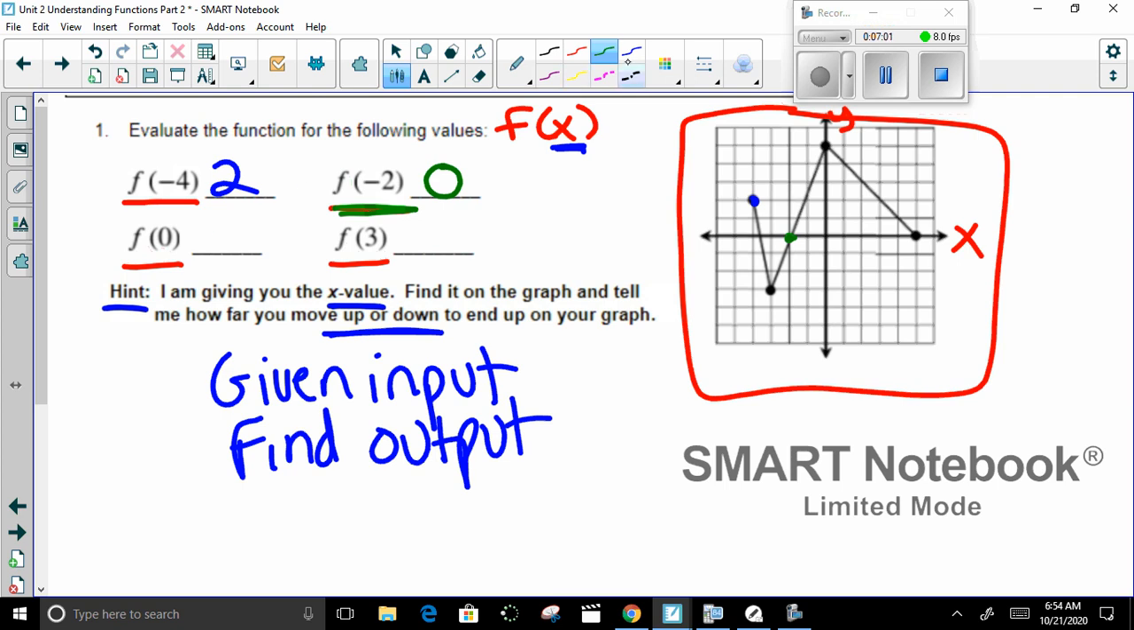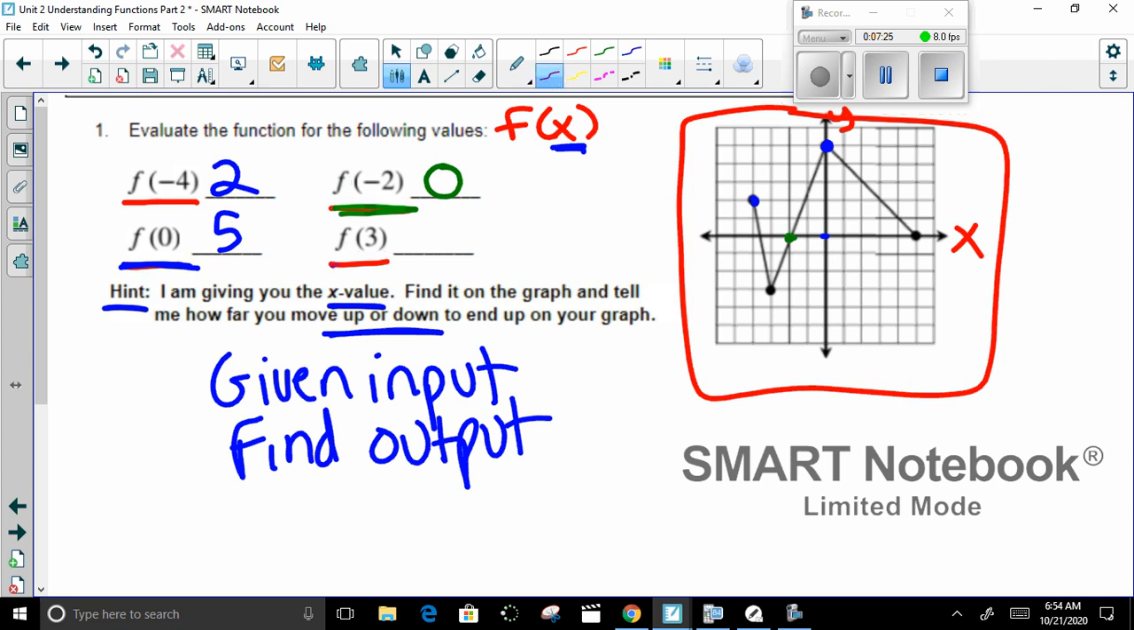All right, let's try f of 0. So x is 0 right here, but I'm not on the graph. Do I need to go up or down to get to the graph? Looks like I need to go up. 1, 2, 3, 4, and y is 5. So when my input is 0, my output there is 5. Or when my domain is 0, my range is 5.